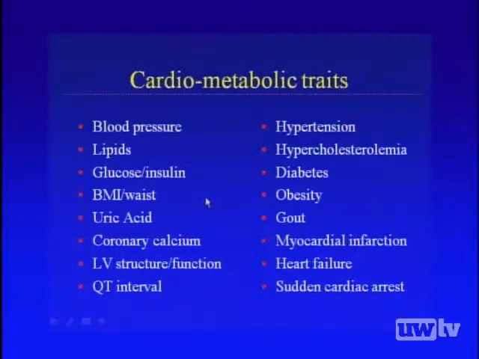And fortunately for me, I've had an opportunity to use some of the white cell pellets that the lab generated for our studies. So in terms of cardiometabolic traits, what I wanted to point out here is this is an incomplete list, but these are some examples. I wanted to show you quantitative traits like blood pressure and the discrete or binary trait hypertension, lipids, obviously total cholesterol, HDL, LDL, or LDL subclass or whatever, and then hypercholesterolemia, glucose, insulin, and diabetes, body mass index, waist, and obesity, uric acid and gout, coronary calcium and myocardial infarction, LV structure and function by echo or MR, and heart failure, QT interval, and sudden cardiac arrest.